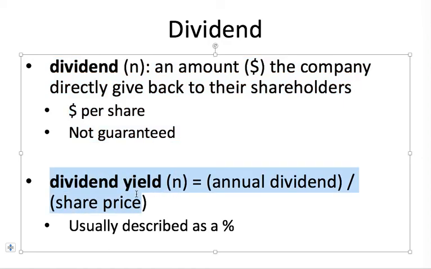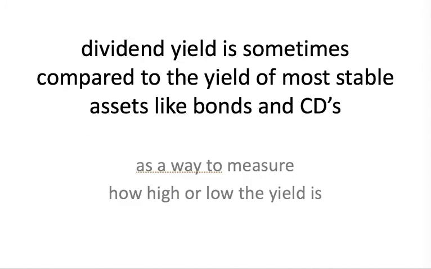Because this is a percent of getting your money back every year, this dividend yield is often compared to the yield of other, more stable assets. CDs and bonds list right when you buy them the percent that you're going to get. This dividend yield is sometimes compared to that, as a way to think about whether this is a good yield or a bad yield.